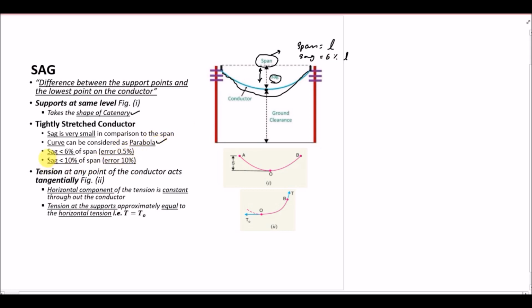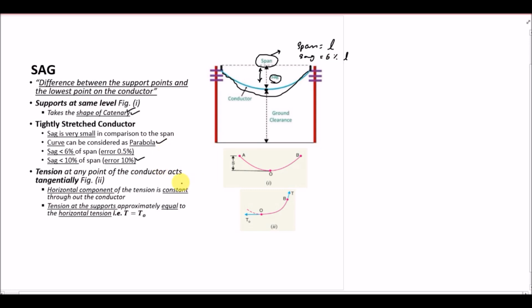But if the sag is greater than 6%, for example from 6% to 10%, then the error will be around 10%. So we cannot use parabolic equations if the sag is more than 6%. So for that case we have to derive the formulas for the curve which is in the shape of catenary.